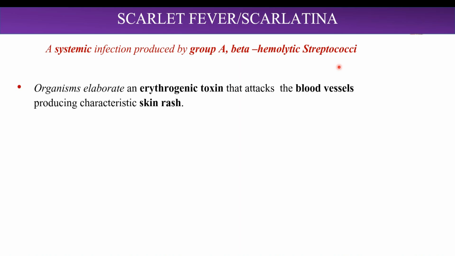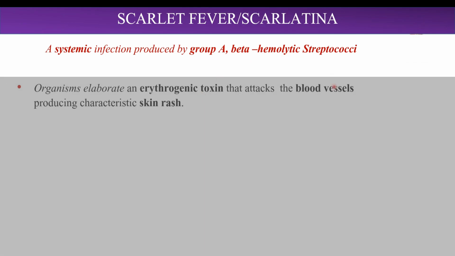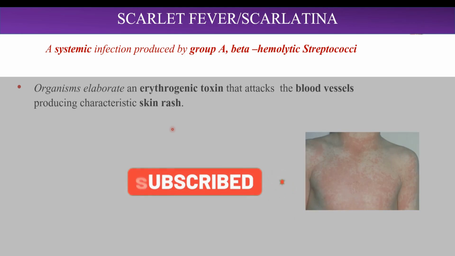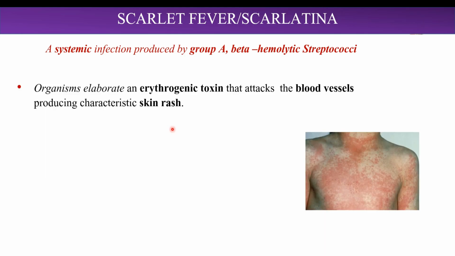So this group A beta hemolytic streptococci elaborates an erythrogenic toxin. Erythro basically relates to the blood vessel, so understand that this kind of toxin attacks the blood vessel, and that's what causes a characteristic skin rash which we see in this infection, and that is the reason why it is called scarlet fever. Can you see the red rashes all over the body? Very unique for this disease.